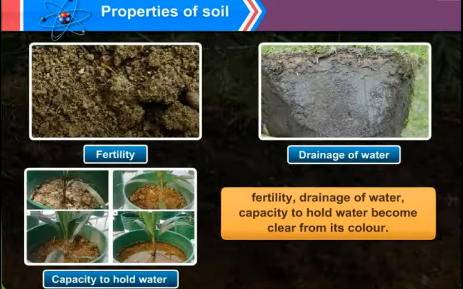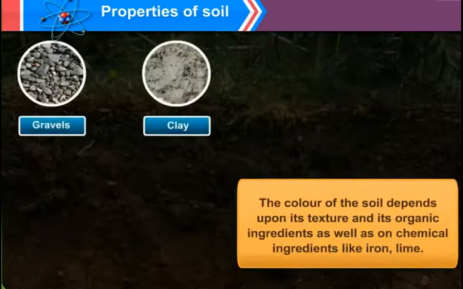Now you can see over here, these are the properties of the soil. Fertility: how fertile, how good, how cultivable it will be for the plants to grow. Drainage of water: how well the water can be supplied through the soil. Capacity to hold water, that is the absorption of water. All these three factors become clear from the color of the soil, and as we know, the color of the soil can be red, copper, yellow, etc.